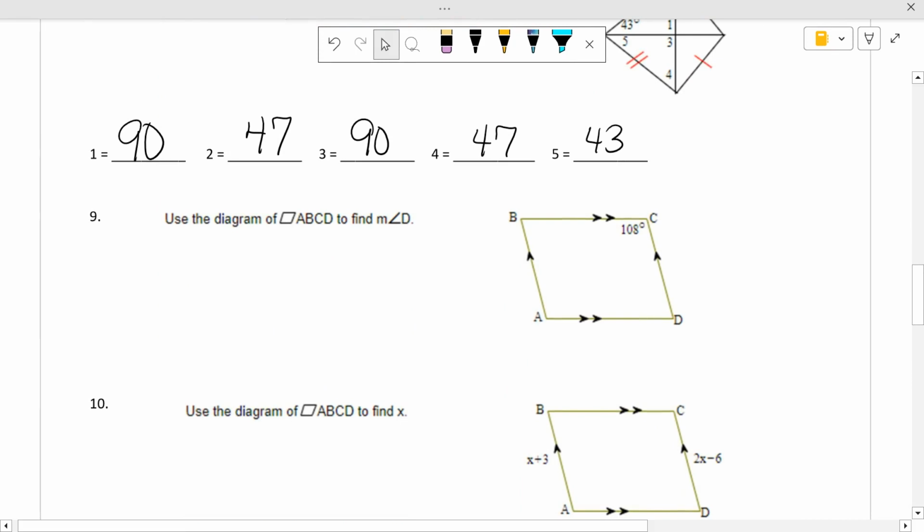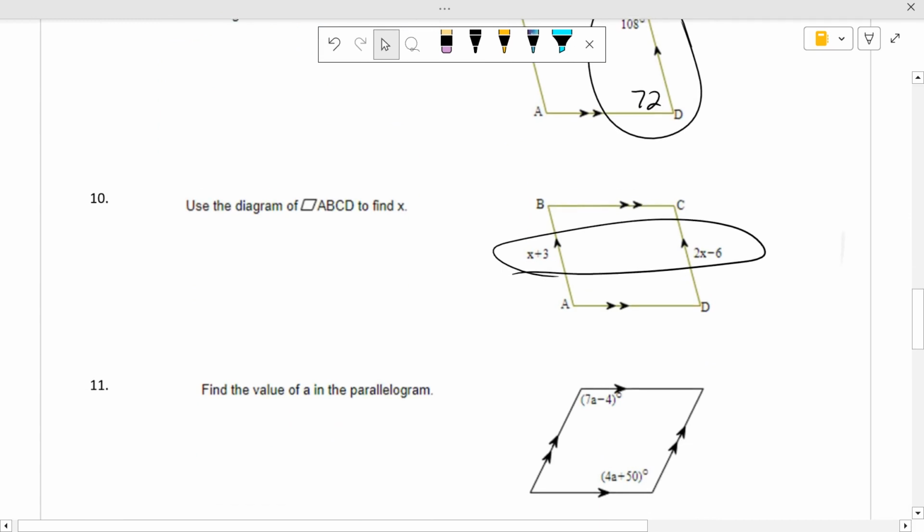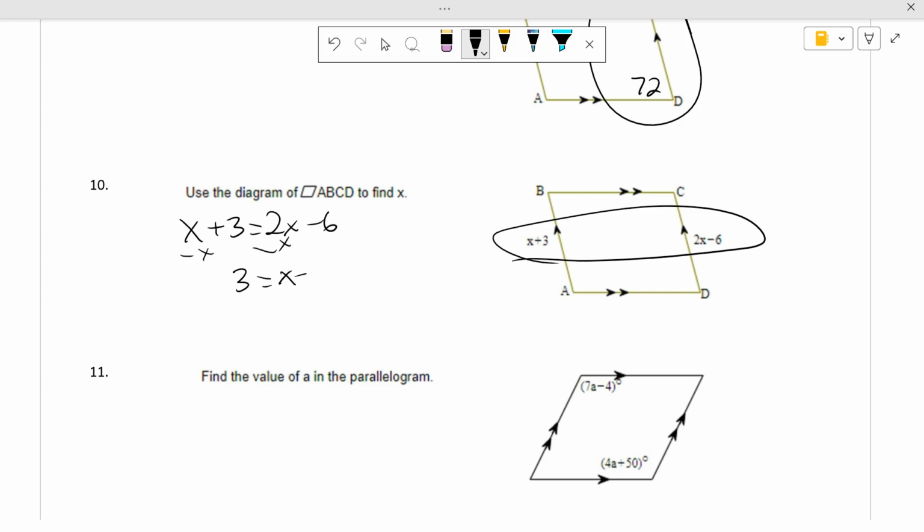How big is angle D? 72, because these two are supplementary when they're parallel in a parallelogram. What do we know about this in a parallelogram? X plus 3 equals 2x minus 6. Subtract x from each side. 3 equals x minus 6, and add 6.